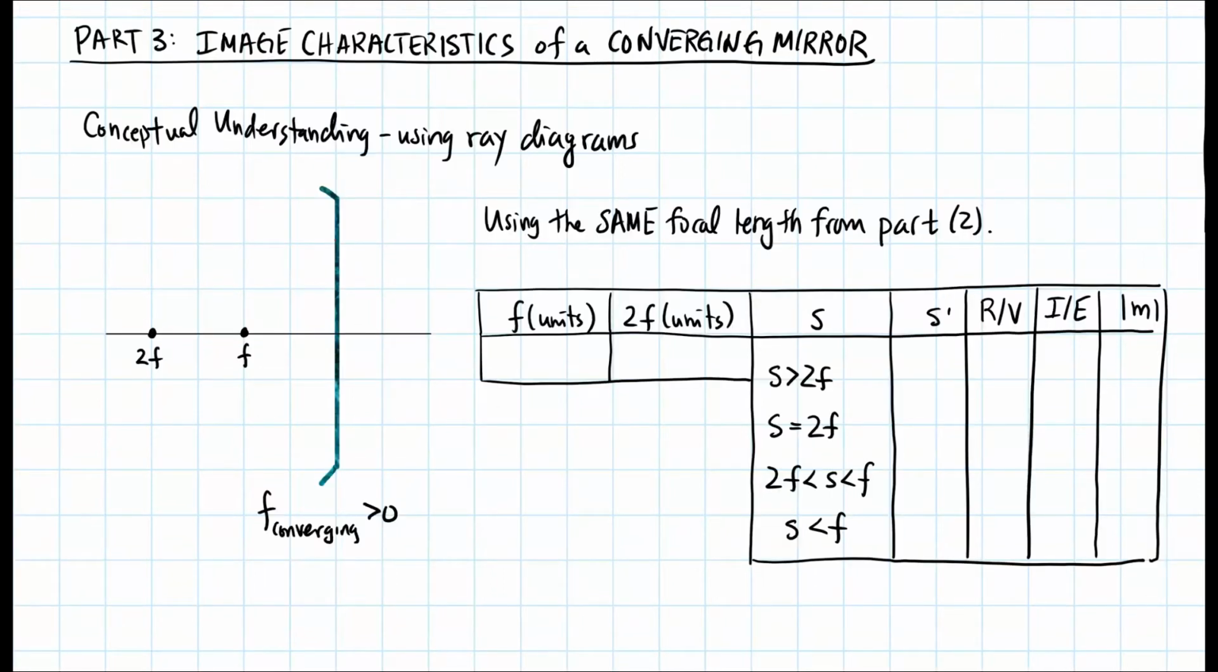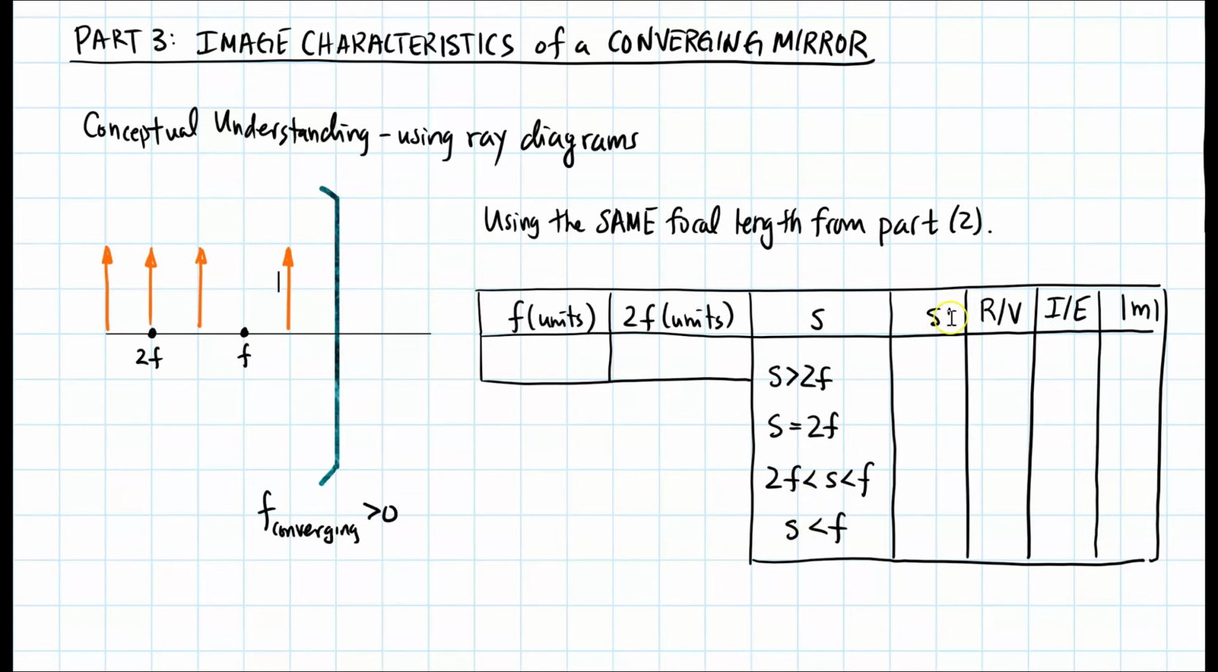Conceptual understanding using ray diagrams. So what I have here is I set up my converging mirror where I identified F and 2F. Whatever focal length you used in part 2, that's what I want you to set up for F and 2F here. Now, when you look over here to the right, I'm not looking for numerical values for S. If I start with an object at 2F, then I'm going to set up outside of 2F. Then I look at this location and draw a ray diagram for this. Then I move my object to my 2F spot, then in between, and then inside the focal point.